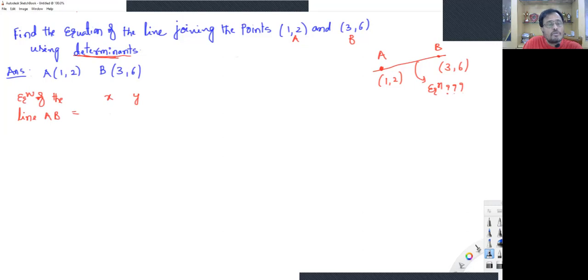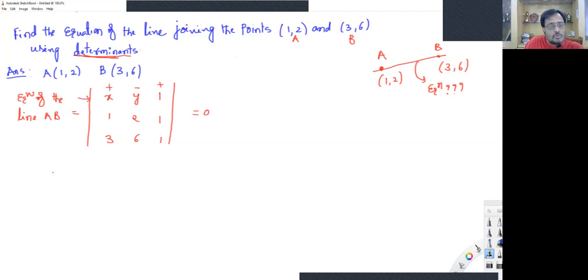And in the second row, the first given point is 1 comma 2, and the second given point is 3 comma 6, and the third column is always 1, and the determinant is equal to 0. So we expand using the first row: plus, minus, plus.